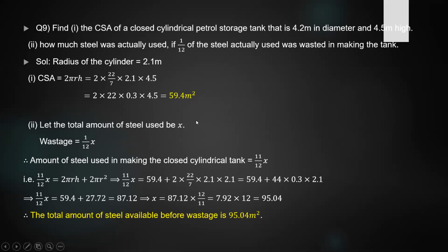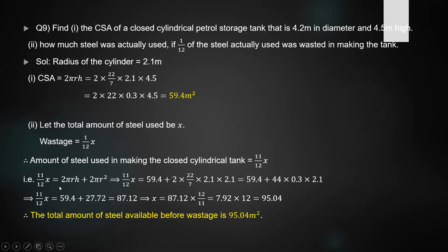Now you also have to work out the total amount of steel used. So I'm taking that to be X. The question says 1/12 of the steel actually used got wasted. So the wastage is 1/12 of the total amount, which is X. So what is the amount of steel used in making the closed cylindrical tank? It's going to be 11/12 X.